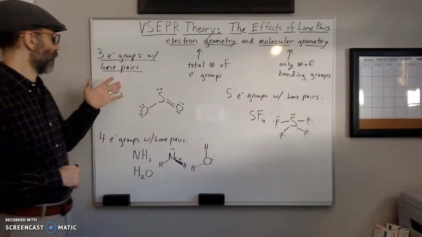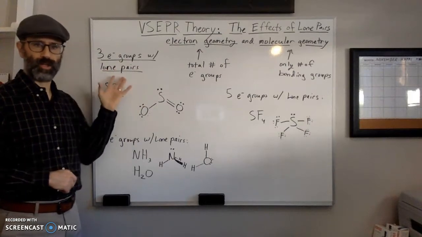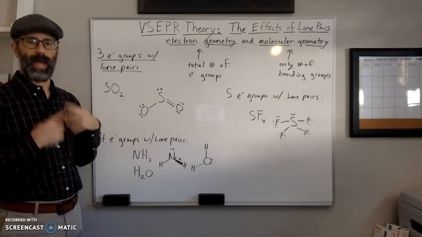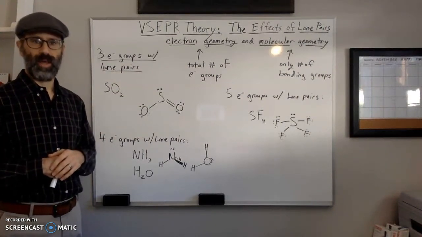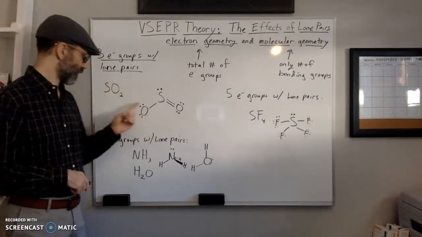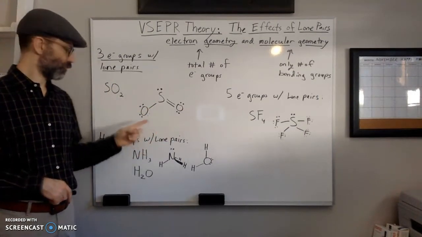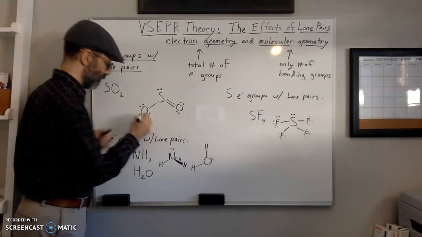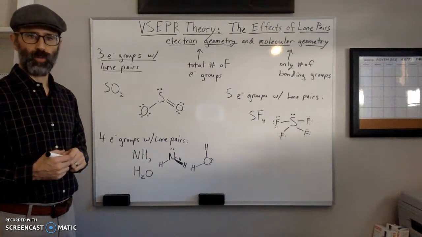We're going to start with three electron groups, atoms or molecules where the central atom has three electron groups around it, and maybe one or two of those electron groups are lone pairs. The example I want to use is SO2. If you draw the Lewis dot structure for SO2, it looks like this. You've got your two oxygens bonded to your sulfur. Sulfur has a lone pair.